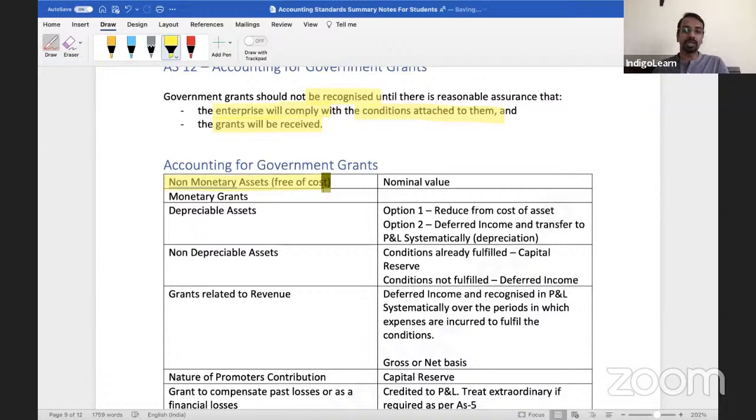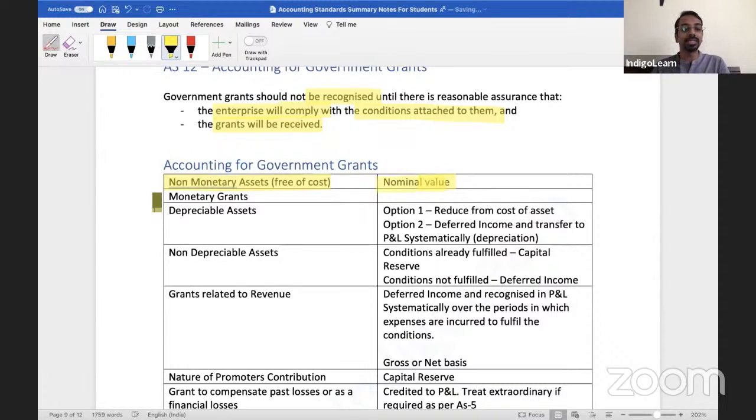Say the government says, okay, you set up a plant here, I'll give you land free of cost. So when there is no value attached to it, how will I pass the entry? I cannot say land account debit, capital reserve credit. What is the amount? So it says nominal value. Nominal value could be 1 rupee, 10 rupees, 100 rupees. Why should we record it? To show it in the balance sheet, on the face of the financial statements, that land has been received free of cost. So that is one thing. Non-monetary asset, you will record it at nominal value.